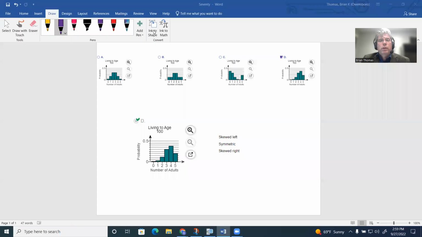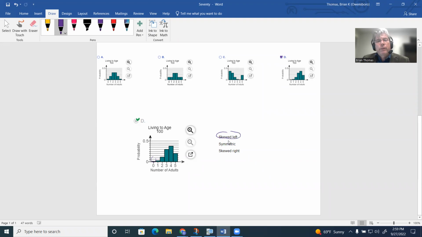Let's see. So the next question was describing, since D was the correct answer, is it skewed left? Is it somewhat symmetric, or is it skewed right? Remember, the skewed part is what we call the tail. So where the tail is. So notice how the tail of the graph is to the left. So it's going to be considered skewed left.